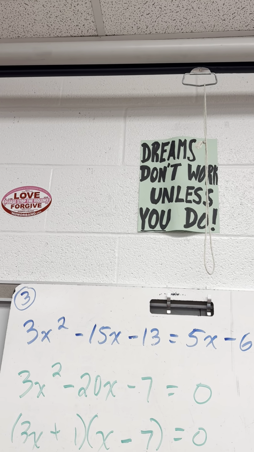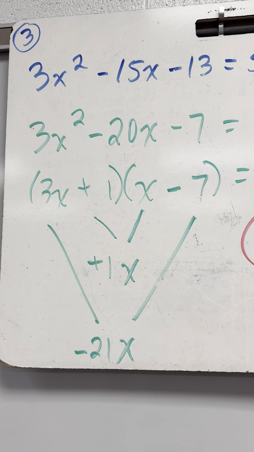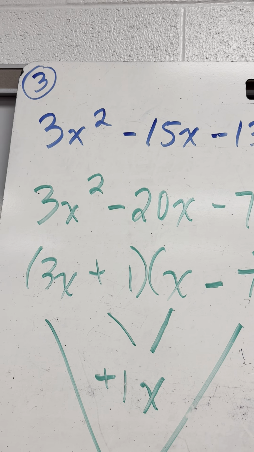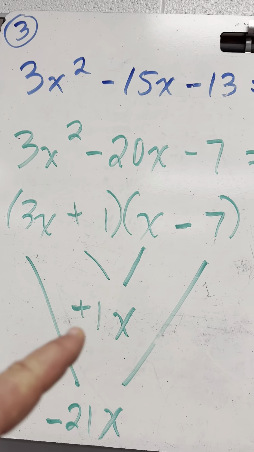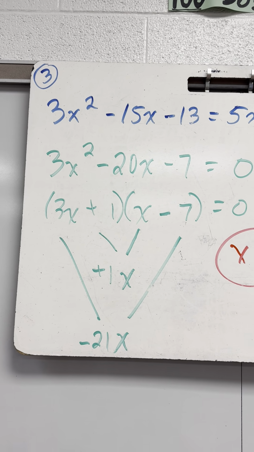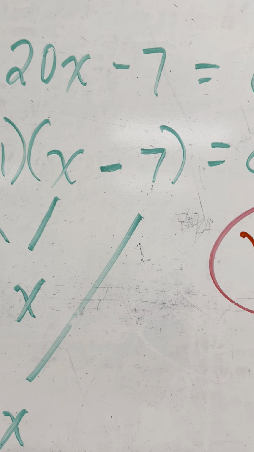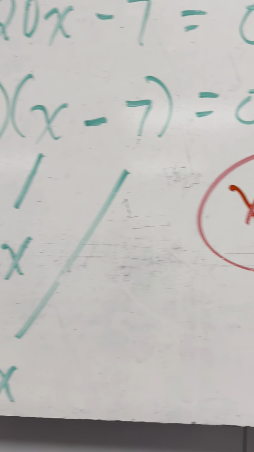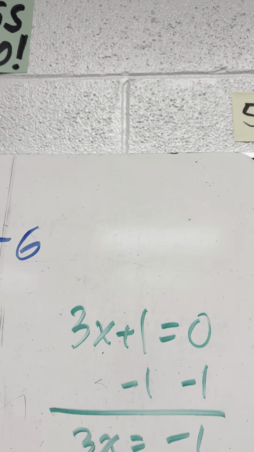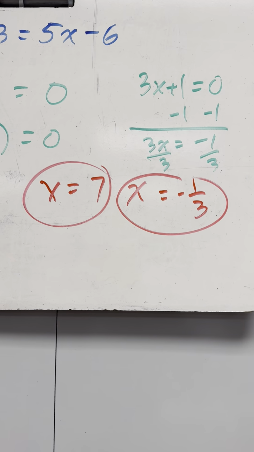1 times 7, and I have to put 1 in 7 because that makes negative 21. When you add positive 1, you get the negative 20. Okay? If I put the 7 here and the 1 here, clearly it would not work. Okay? So, if x minus 7 is one of the pieces, then x equals positive 7. 3x plus 1 equals 0, minus 1 from both sides. You get 3x equals negative 1. Divide by 3, x equals negative 1/3.